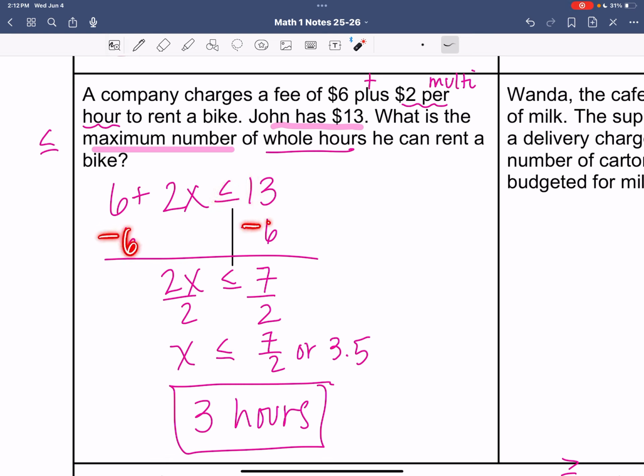So we're going to move our variable. That cancels out. And I've got 2x is less than or equal to 7. And then remember, it's 2 times x, so you have to divide both sides by 2. That cancels, and you've got x is less than or equal to 7 halves, or 3.5. But we want the maximum number, so you can't go to 4 because that's more than what it is. So the maximum number would actually be 3 whole hours.